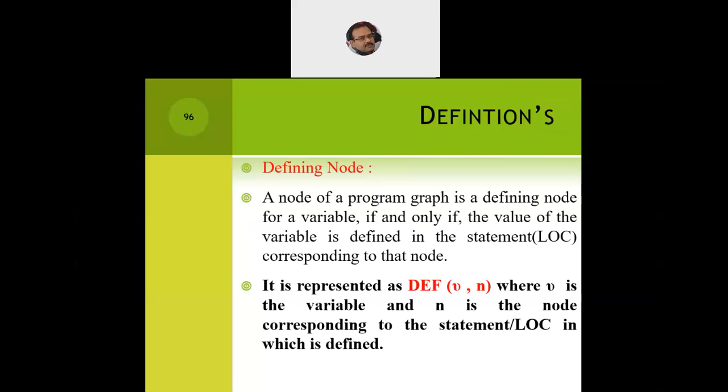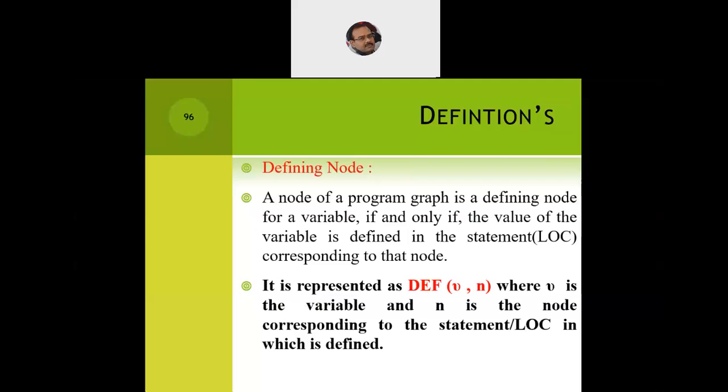And how do we represent it? We say DEF. D is for definition, within parenthesis V comma N, where V is a variable and N is a node corresponding to the statement or a line of code in which it has been defined. So we're not talking of usage here, we're only talking of declaration and definition as such.